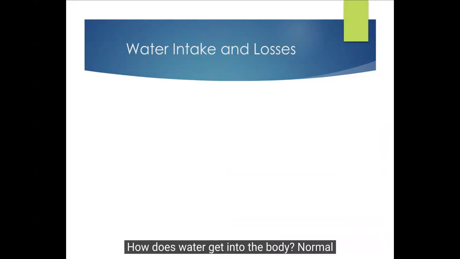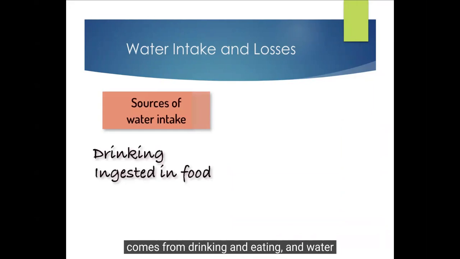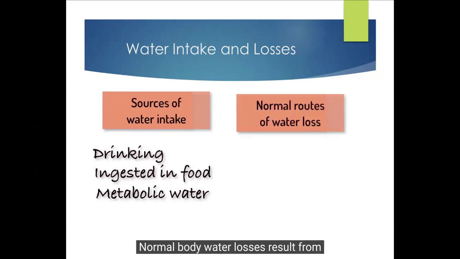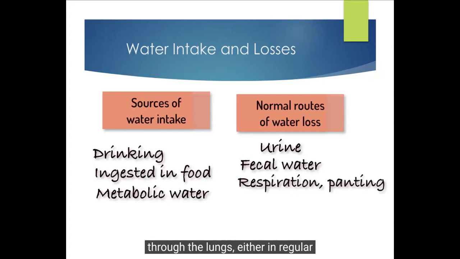How does water get into the body? Normal sources of body water include water that comes from drinking and eating, and water that results from normal metabolic processes in the body. Normal body water losses result from urination, water in feces, water lost through the lungs either in regular respiration or excessively in panting in dogs, and sweating, not for all species, but this is true for horses.